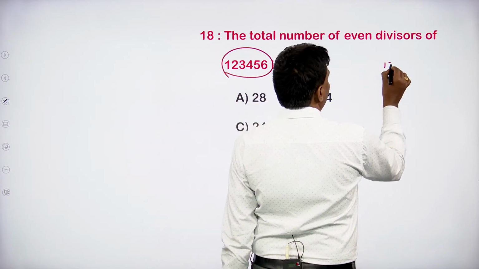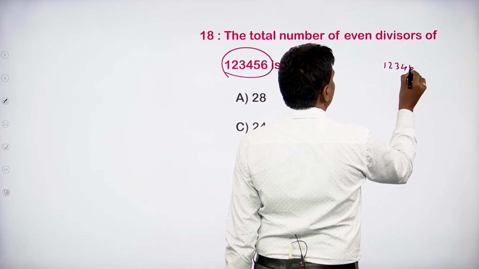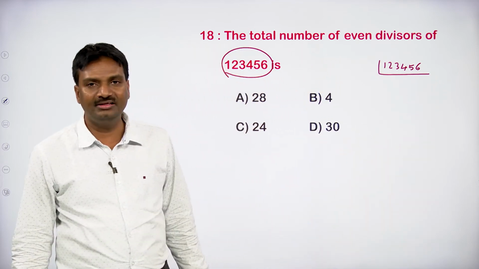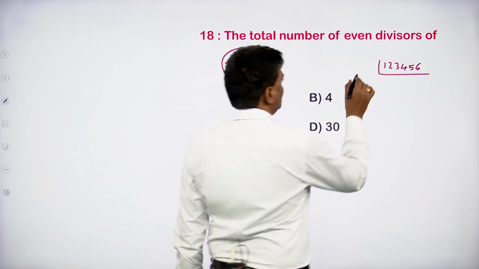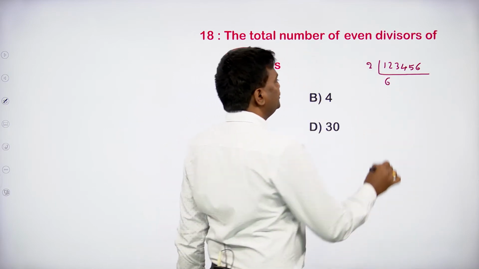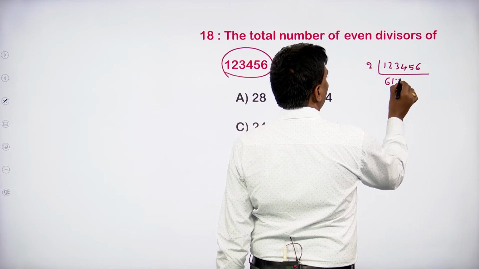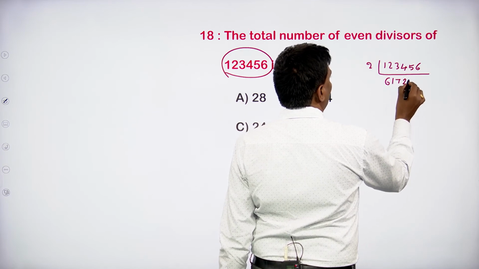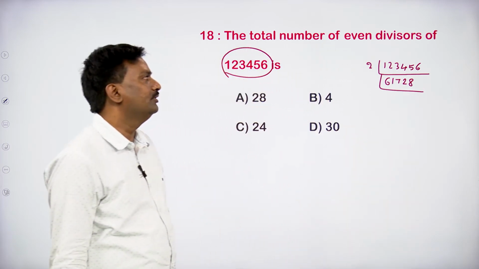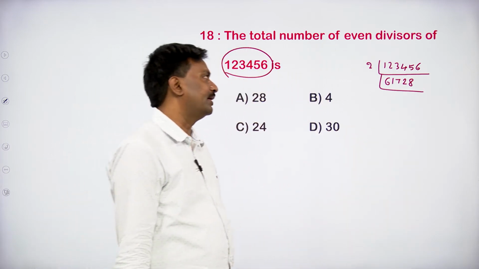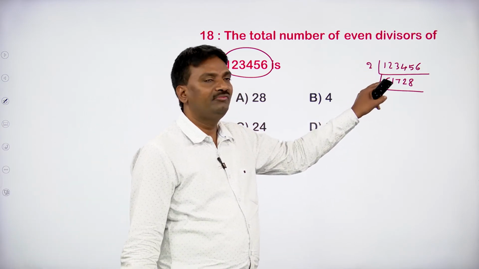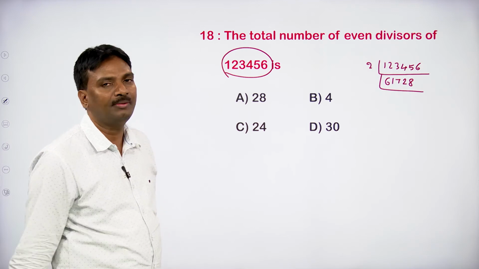First, let us take the given number, 123456. Clearly this is an even number, so let us take 2. 2 6s are 12, next 3 is there, 2 1s are 2, 14, 2 7s are 14, 2 2s are 4, 16, 2 8s are 16. So by dividing 123456 by 2 we have gotten 61,728.